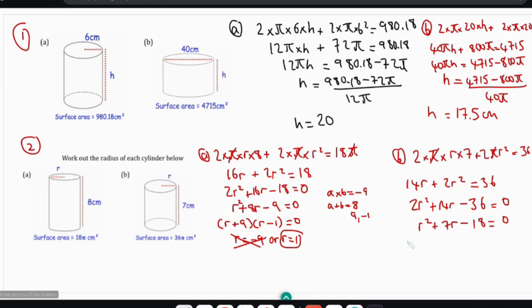Okay, so we need two numbers that multiply to give us negative 18, add to give 7. That's 2 and 9, but one needs to be negative: negative 2, positive 9. So r plus 9, r take away 2. So r is negative 9, or r is 2. It cannot be negative, so our radius is 2.